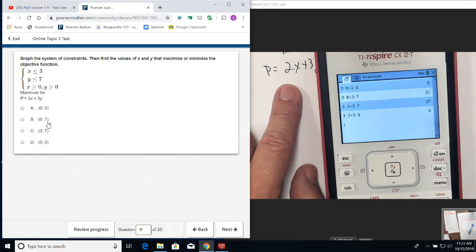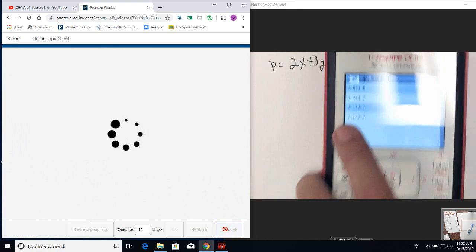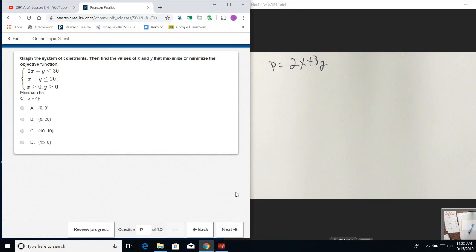And so I get 6. Which one maximized it? Let's see. Pretty easy, right? I told you I'm not going to try to fool you on the test. So you can use those answer choices to help you. So what about this one?